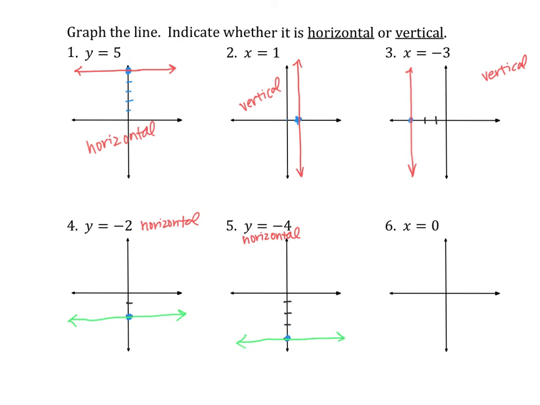The last one, let's see, x equals means it's got to be vertical. Now x equals 0, that's right here. How do I know which way to go? Because I know it's vertical, I will draw it going this way, even though it's right on top of my axis. So if you see an equation that has only an x or only a y, then it's either going to be horizontal or vertical, and now you should be able to graph them fairly quickly.